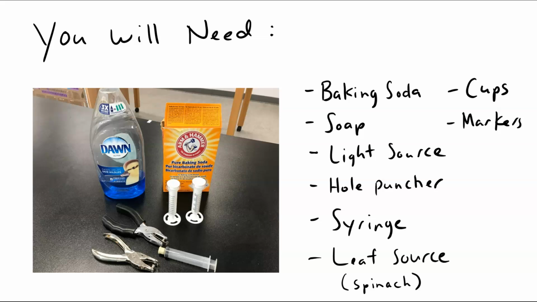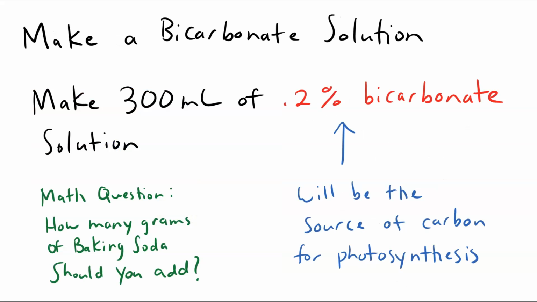So you will need a few things from around the lab: baking soda, soap, a light source, hole puncher, syringe, some sort of leaves. We will use spinach, cups, and markers to set this experiment up.